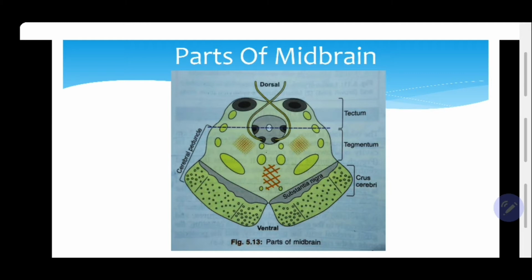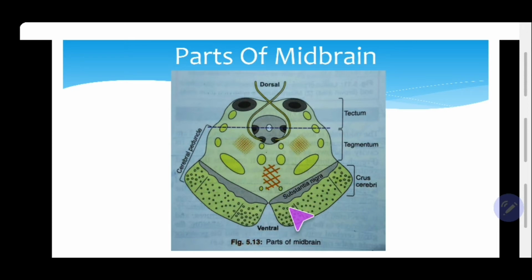Got it? And I will tell you all about these details later on. First, have this idea clear cut, what is this portion. Dorsal portion is tectum, then ventrally you have tegmentum, then substantia nigra, and then crus cerebri. That includes both right and left cerebral peduncles on the two sides.